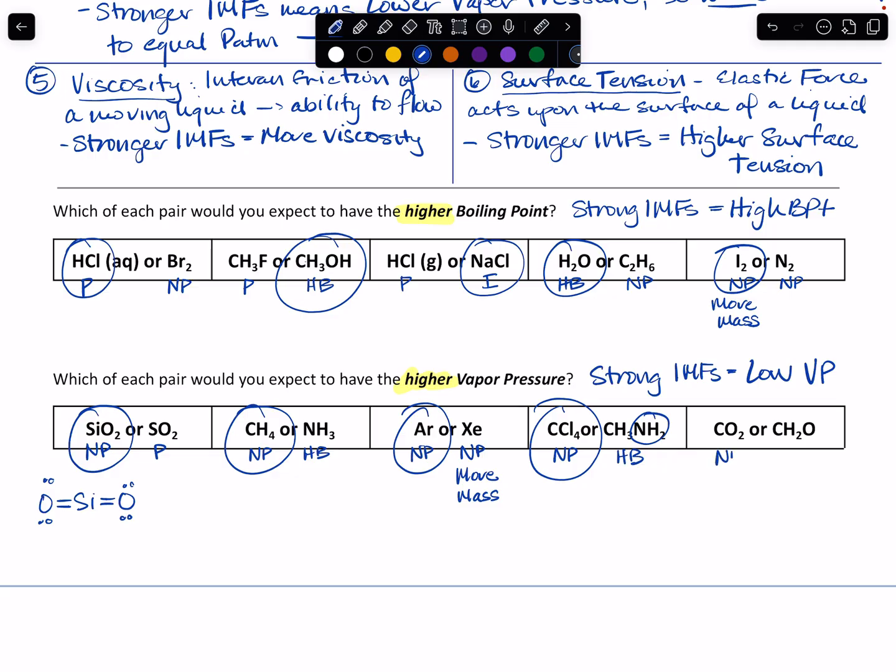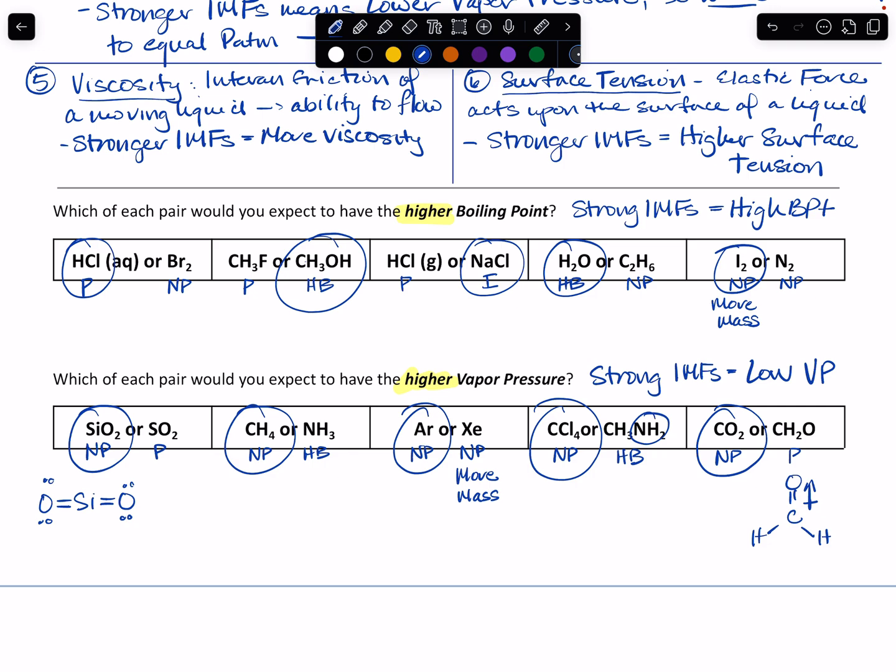And then CO2 is non-polar. CH2O is going to be polar. How do I know? Well, I know it's going to look something like this, where there's going to be a polar bond right here. So that molecule is polar, whereas CO2 is not. All right, again, this is where if you need to go back and refresh yourself on drawing Lewis structures, not a bad idea.